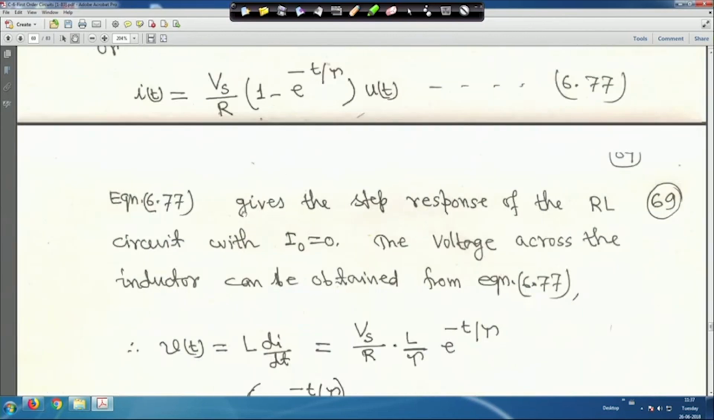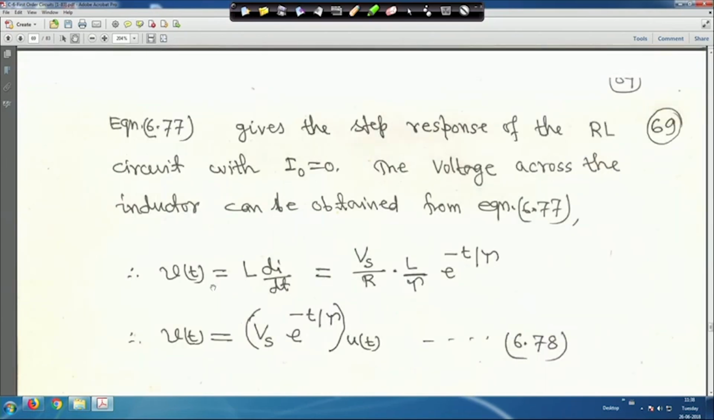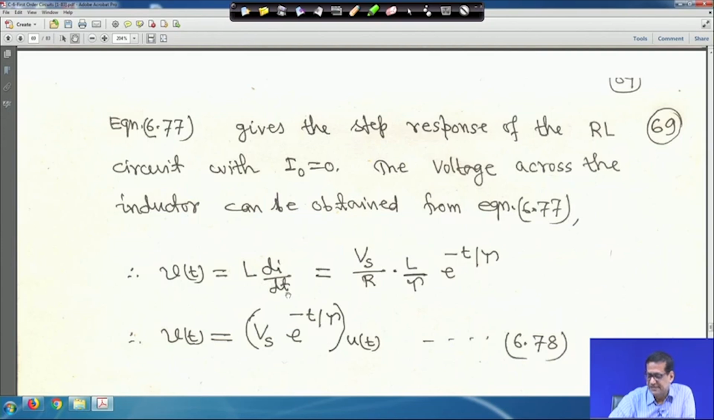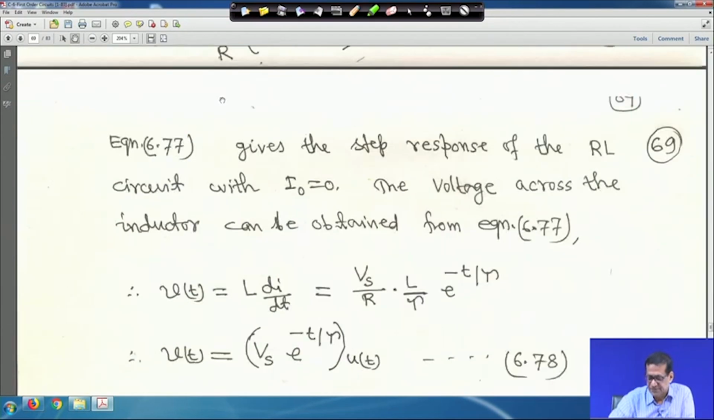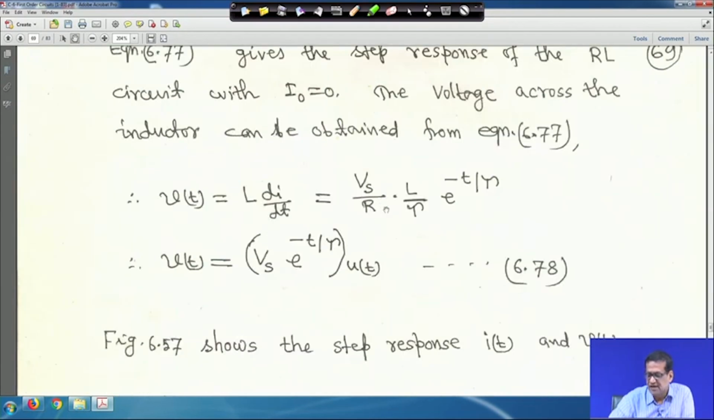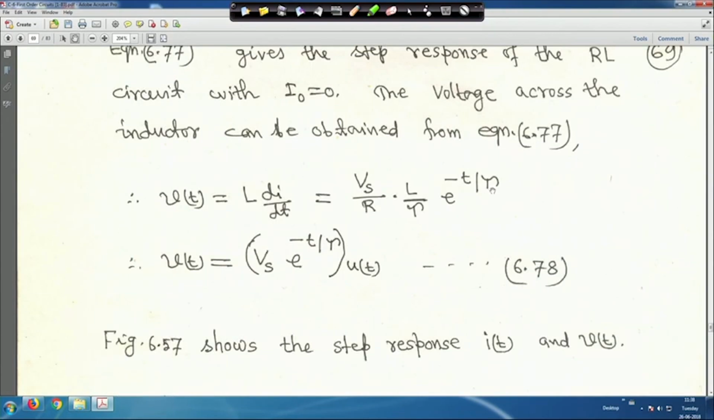So, equation 77 actually gives the step response of the RL circuit with I0 equal to 0. The voltage across the inductor can be obtained from equation 77, right. That is v(t) is equal to L into dI(t) by dt. So, you take the derivative of this one, right. If you do so, you will get Vs upon R into L by tau into e to the power minus t upon tau, but L upon R is tau. So, tau will be cancelled. So, v(t) is equal to Vs e to the power minus t upon tau, but here u(t) is attached, right.